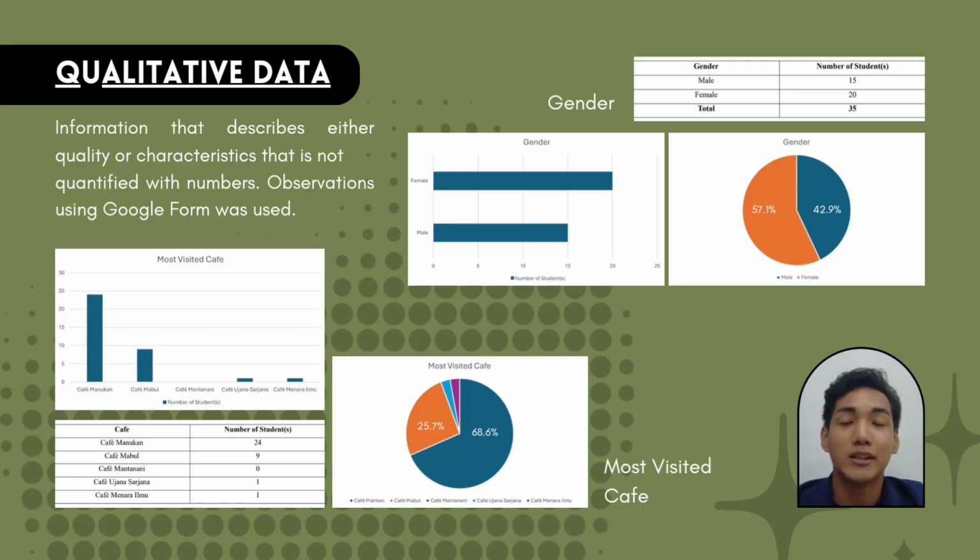Hello, my name is Chandran and now I will be talking about qualitative data. It is information that describes a quality or characteristic that is not quantified with numbers. Observation using Google Form was used.